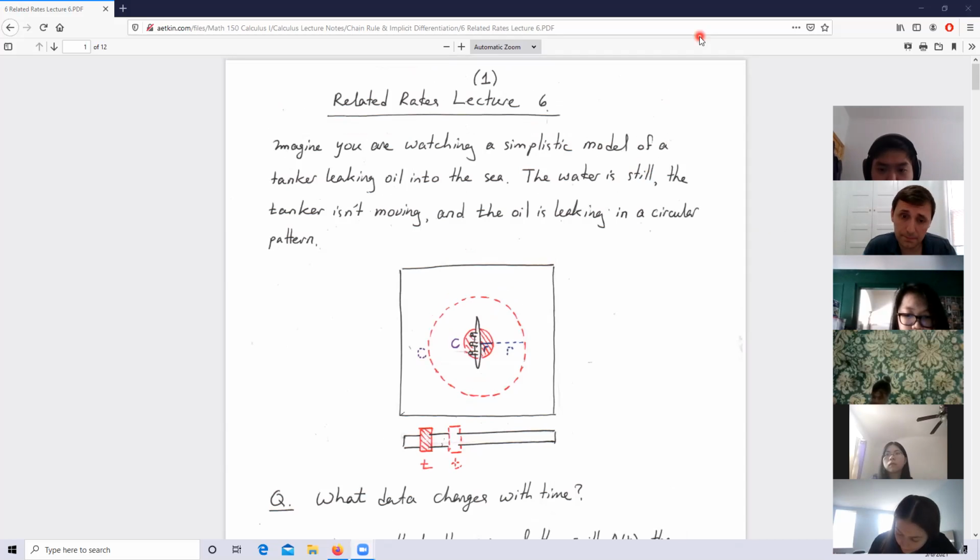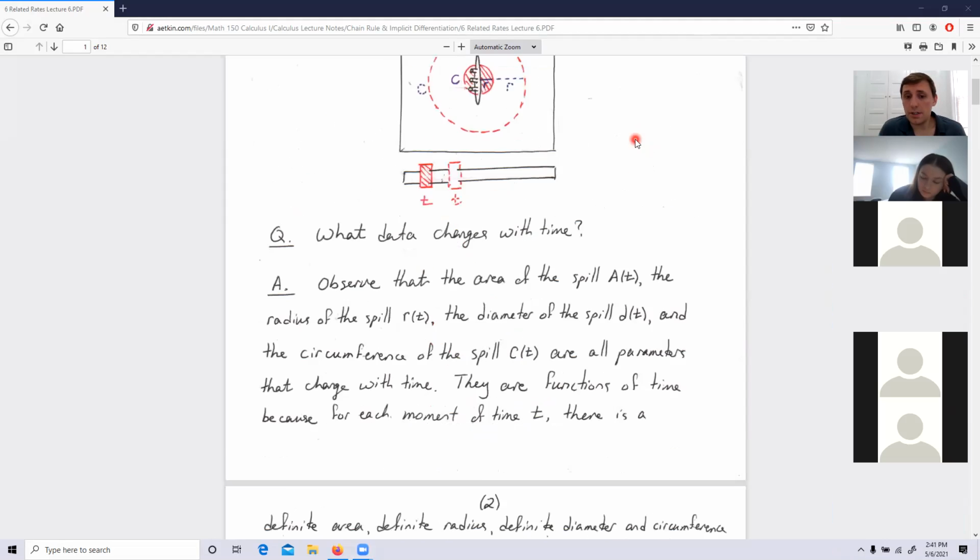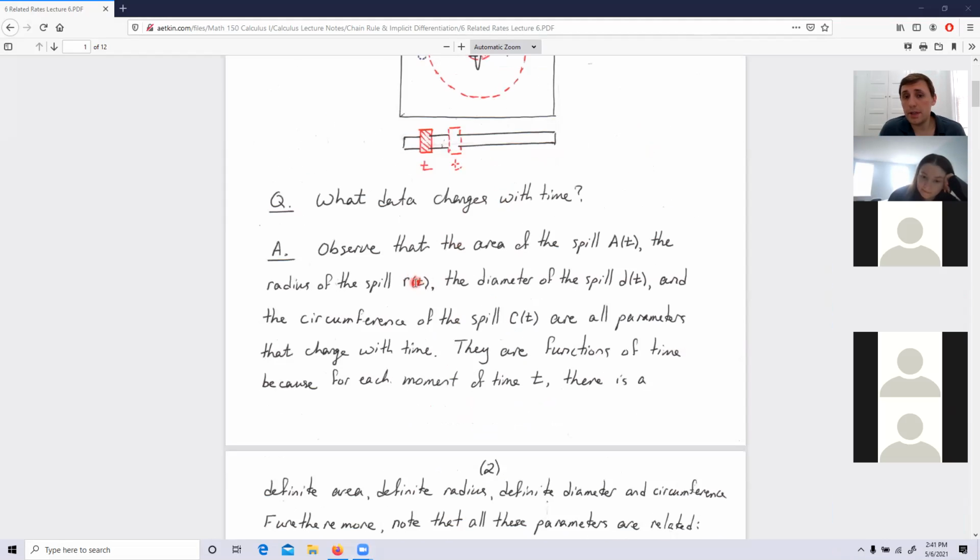The radius, correct. The radius changes as a function of time. What other properties here change as a function of time? So we have a circle growing, a radius changes. What else changes? Diameter. What else? Circumference, area changes, right? All of those things, because they change with time, are functions of t.